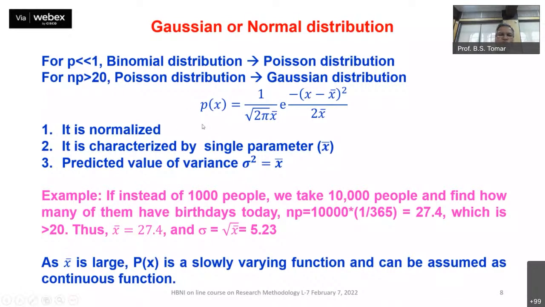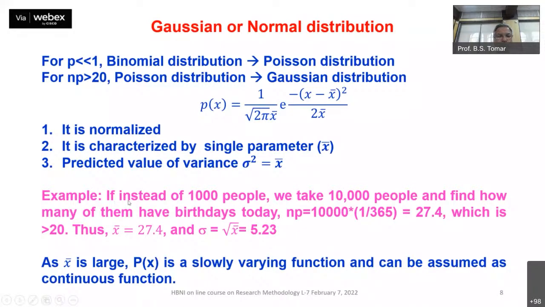And the Gaussian distribution then can be written in terms of the probability P(x) = 1 by root 2 pi x bar, this is inside the square root, e raised to minus x bar square upon 2 x bar. So here, since we are reducing it from the Poisson's distribution, we are taking it that the variance is equal to mean. So it is a normalized distribution. It is characterized by a single parameter, the mean x bar, because the variance is equal to x bar. But in the normal Gaussians, it is not always true that all Gaussians have variance equal to x bar.